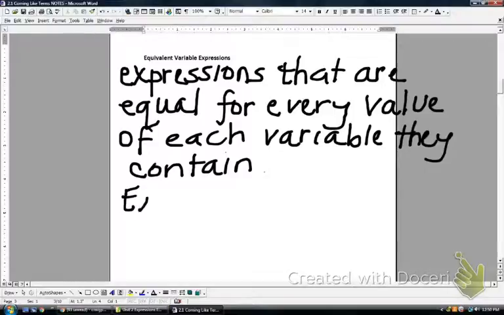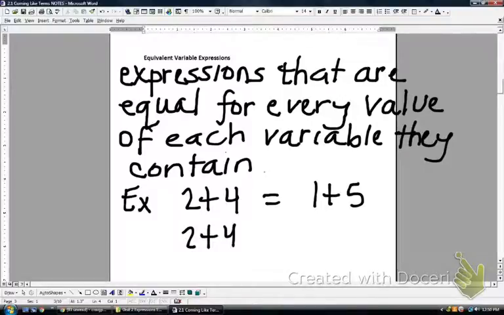So think of, how about 2 plus 4? So we know that 2 plus 4 equals 6. This is an expression, and then 1 plus 5 also equals 6. Those are two expressions that are equivalent or equal. So 2 plus 4, that's an expression, also equals 1 times 6. Those are equivalent expressions. They're not equivalent variable expressions because they don't have a variable in them, but that kind of gives you an idea of what an equivalent expression is.